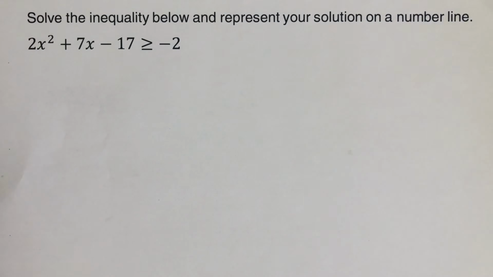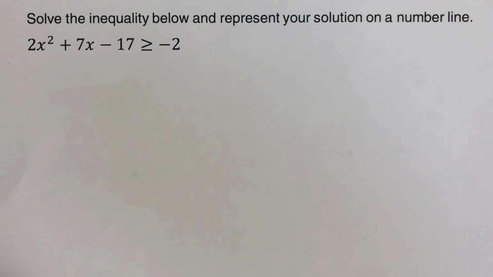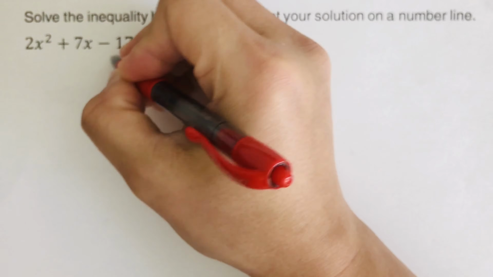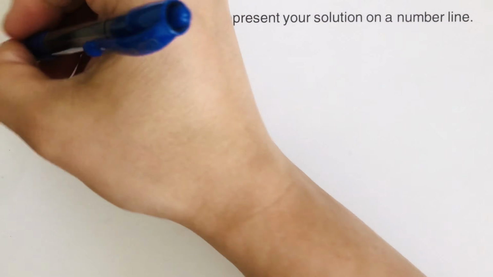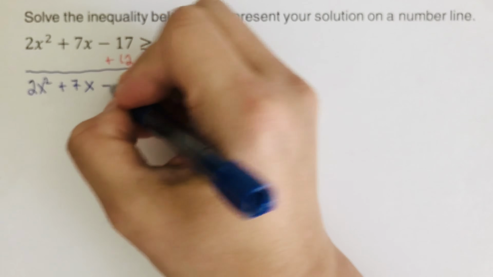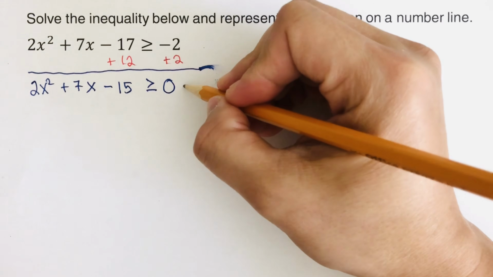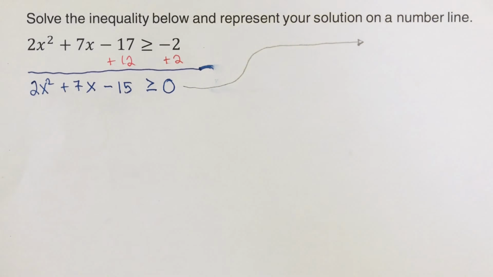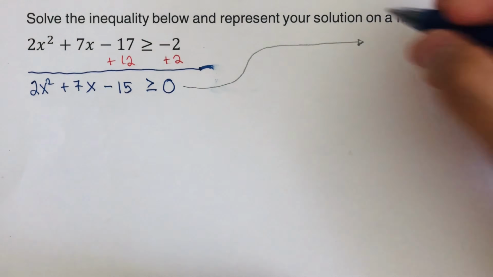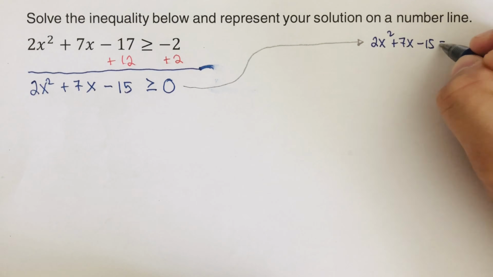We do the same step, but for this problem right here, we're gonna make the right side equal to 0. We can do that by adding 2 to both sides. So that's a +2 and +2 here. So we are left with 2x squared plus 7x minus 15 is greater than or equal to 0. And then we are going to use this inequality. Again, we change it to an equation, and then we solve for x. So in this problem right here, we have 2x squared plus 7x minus 15 equals 0.